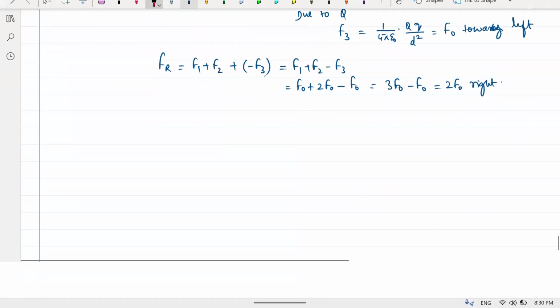One more example. Say, for example, charges are kept like this.